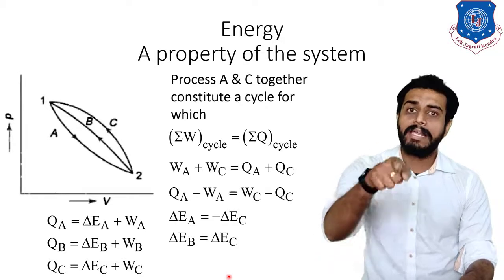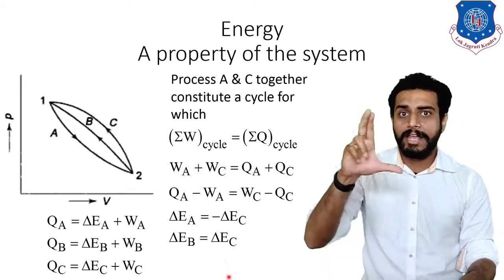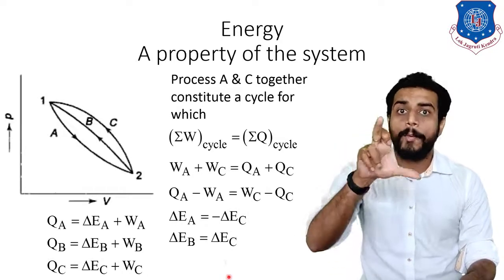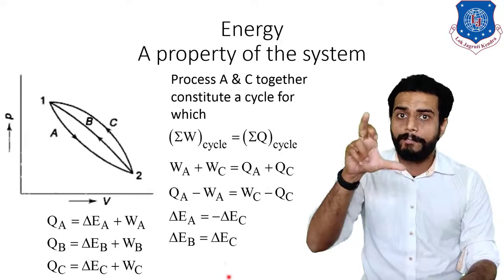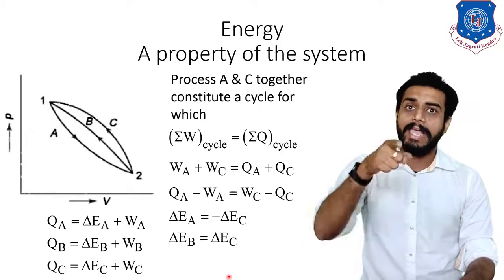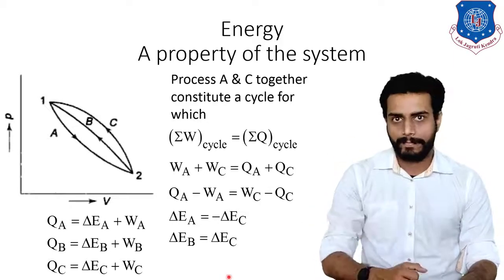So energy depends on the end states, and if anything depends on the end states, it is called a point function. If it is a point function, then it is considered a property, and that is why it is proved that energy is a property.